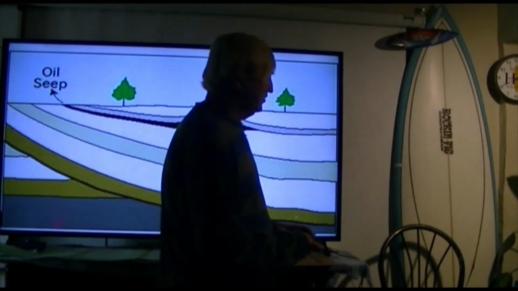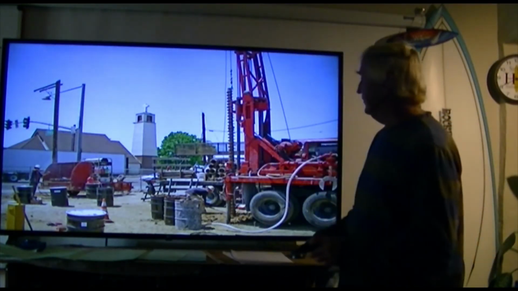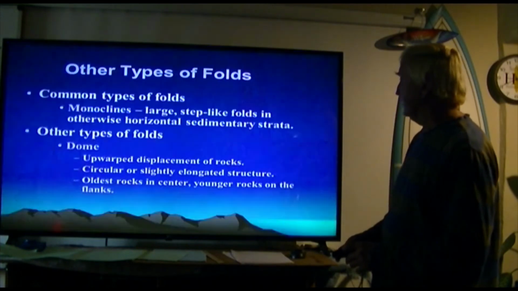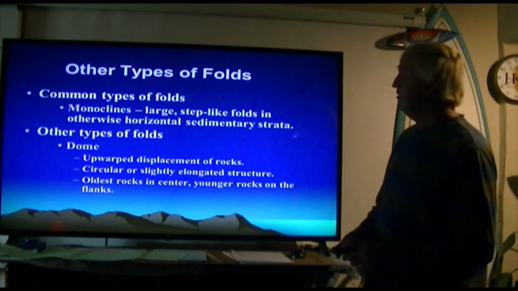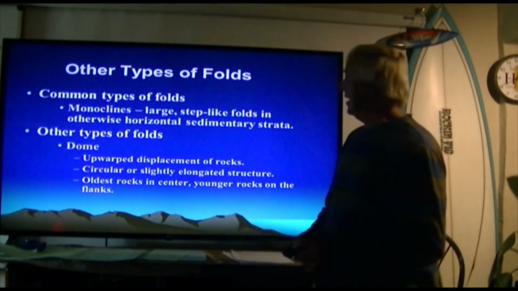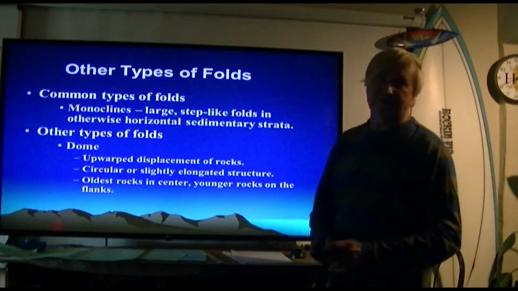And that's where you see these oil derricks right there. There's still a lot of oil out there, a lot of drilling going on. And basically these rigs are drilling into anticline faults. Alright, other types of faults. There's monoclines. A monocline is a fault that has been buried by sedimentary rocks.